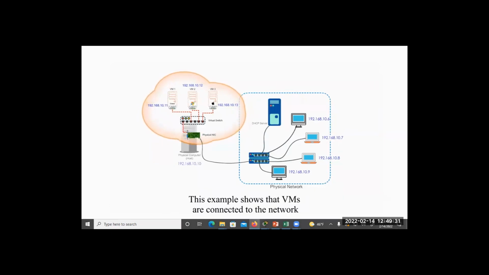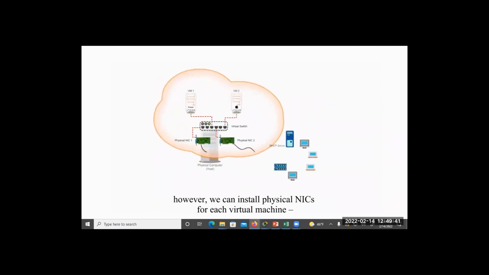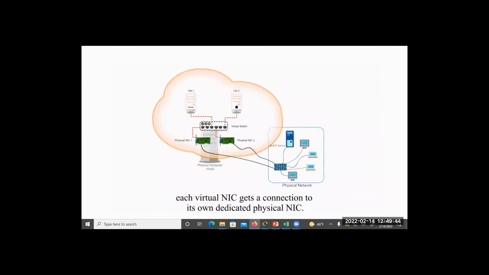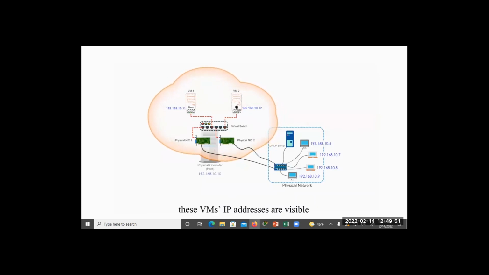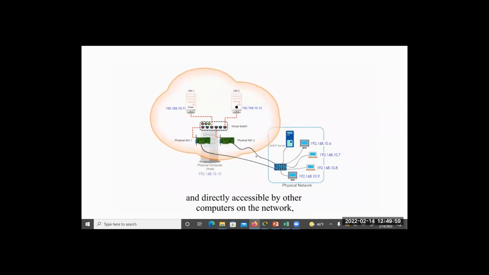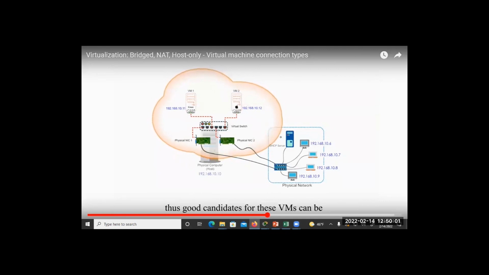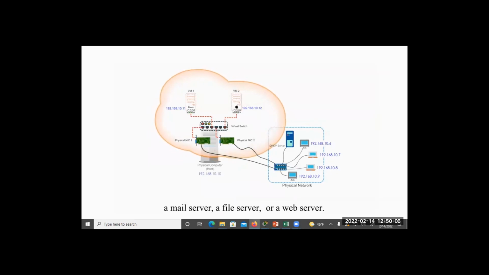This example shows that virtual machines are connected to the network through the host physical NIC. However, we can install physical NICs for each virtual machine. Each virtual NIC gets a connection to its own dedicated physical NIC. In the bridged connection mode, these virtual machines' IP addresses are visible and directly accessible by other computers on the network. Thus, good candidates for these virtual machines can be a mail server, or file server, or a web server.